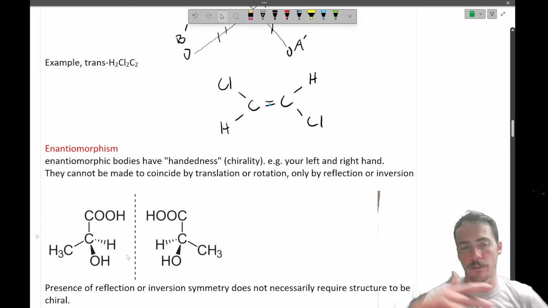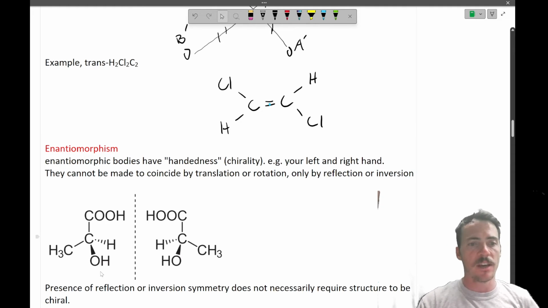This molecule here, whatever its name is, you can see that it has an acetate group. It has a hydrogen, an OH, and a methyl group on the sides. So it could be arranged like this, or it could be that mirror reflection on the other side.